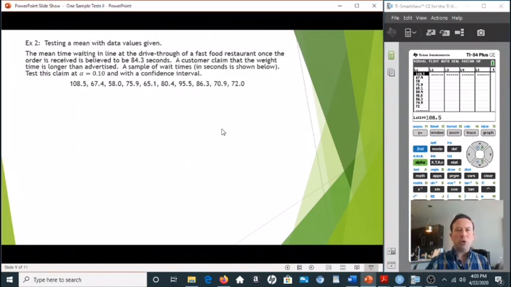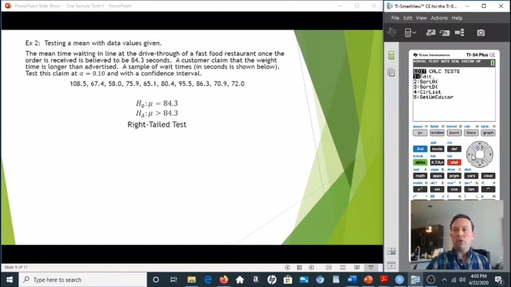Well, first thing maybe we should do is write down what the hypotheses are, right? So the status quo is what the restaurant is claiming, so that the mean wait time in line is 84.3 seconds. So use mu, not p. This is a mean. Now the customer is claiming that the wait time is longer, so of course greater than would be the alternative symbol. And that makes it a right-sided test or a right-tailed test. So we go to stat and tests. We're going to choose now, remember number 2 is the t-test for averages.